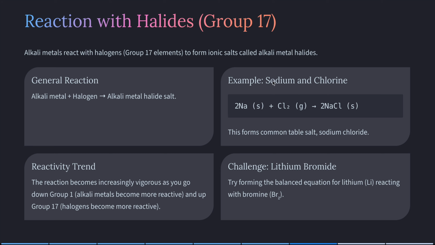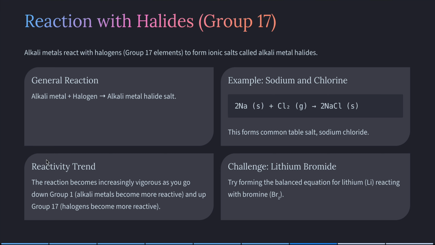An example that I'll be taking is sodium and chlorine. Here you put 2 sodium and chlorine, which forms NaCl, which is your alkali metal halide. I'm sorry, my pronunciation is bad. This is also known as table salt or sodium chloride.